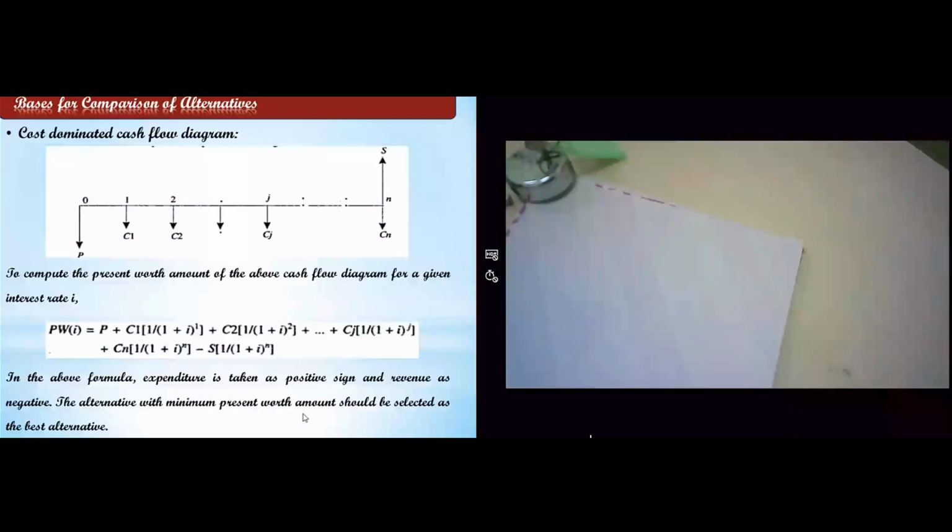The last sentence is very important, and you have to write it for all the numericals. You have to mention which among the alternatives is the best one. You need not explain it, but you have to write the final decision, which alternative the company can purchase. So this is cost dominated. Any doubt here?